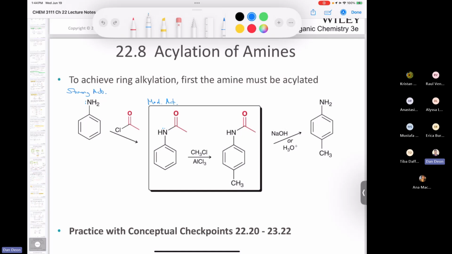So again, once you've done your alkylation, you've got two options. You could either hit it with sodium hydroxide, that will give you the free amine, or you could do the two-step procedure. Step one, aqueous acid.